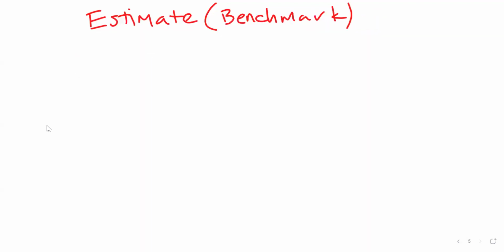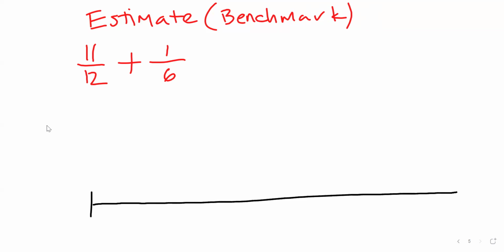But okay, so let's come to this one and let's try a different problem. What if we had to estimate something like 11/12 plus, I don't know, 1/6. Okay, all right. So let's play around with that. First, visualize. Let's visualize the number line with the benchmarks. So there's always the 0 benchmark and the 1 benchmark. There is the half benchmark.